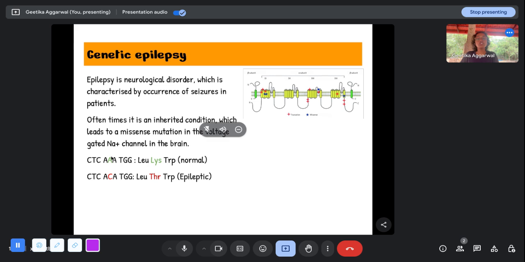One such mutation is in the voltage gated sodium channel, which is called SCN1A. In a normal patient, you see this codon sequence CTC AAA TGG, which codes for leucine, lysine, and tryptophan. But in the epileptic patient, the A in the middle codon gets converted to a C, and it now codes for leucine, threonine, and tryptophan, which leads to the sodium channels not working properly.